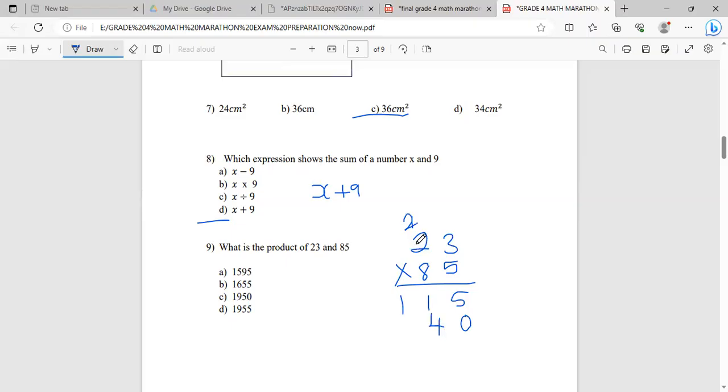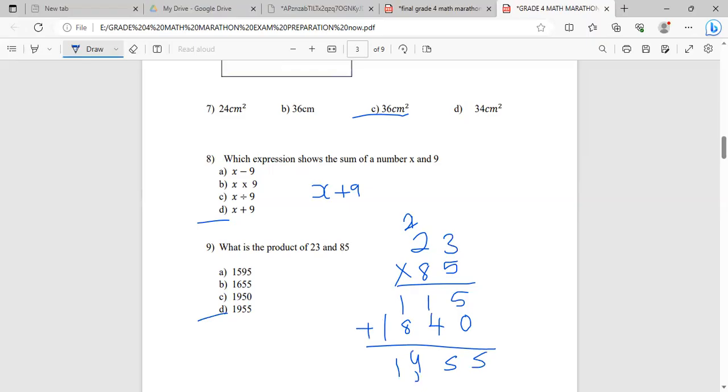8 and 2 is 16. 16 and 2, 18. So let's add 5, 4 and 1, 5, 8 and 1, 9, and that 1. So that's 1,955.